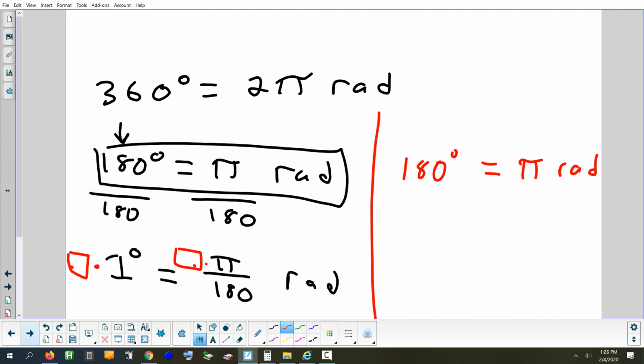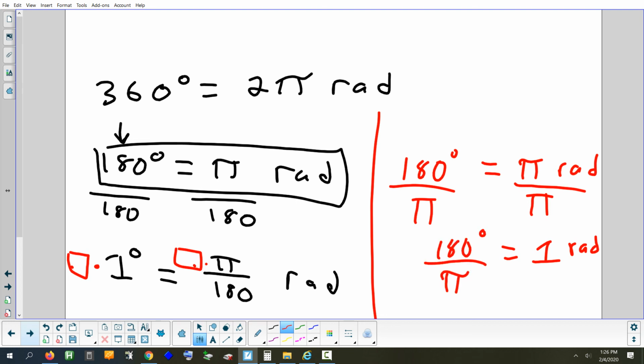This time, I want to get a 1 on the other side. I don't want to have a 1 on the left. I want to get a 1 on the right. So, what would I have to do on both sides to get a 1 over here? Divide by pi. Now you have a formula that says pi divided by pi is 1, they cancel out. 1 radian equals 180 over pi degrees. So that's a formula that would convert 1 radian to degrees.